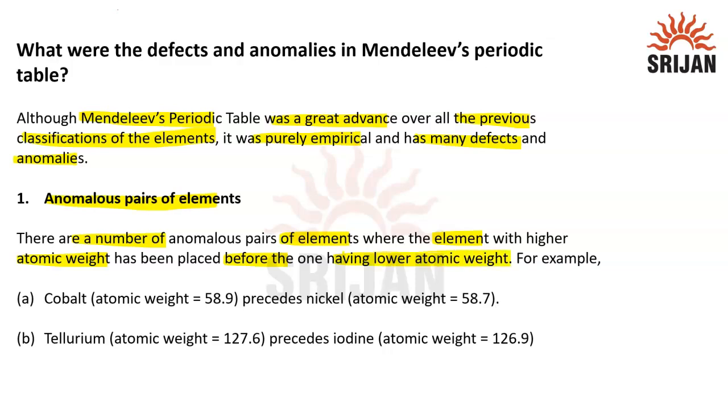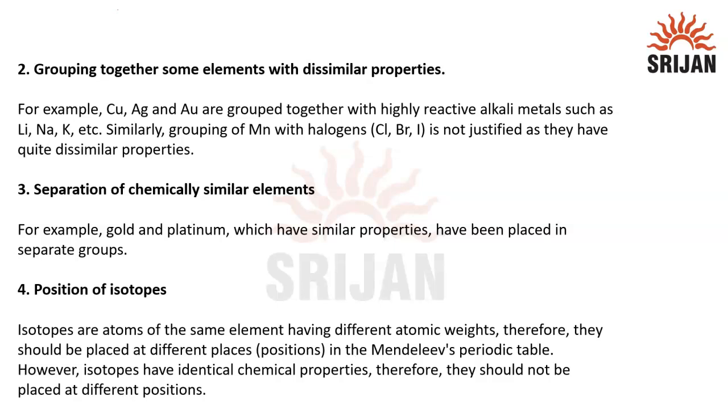The periodic table of Mendeleev was on the basis of increasing order of their atomic masses, but here he just reversed the order. For example, cobalt, whose atomic mass is 58.9, which is actually greater than nickel, but it precedes the nickel. Then the same thing happened for tellurium, whose atomic mass is greater than iodine, but still it was preceding the iodine. Grouping together some elements with dissimilar properties.